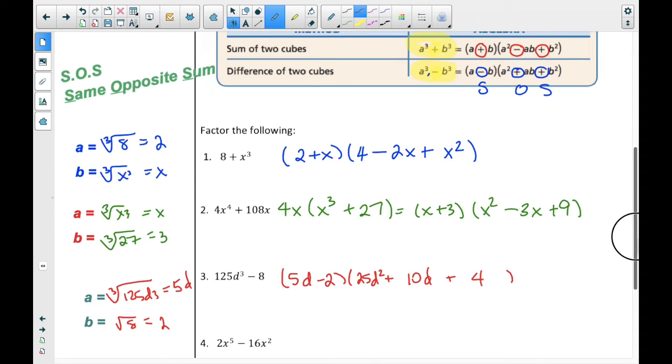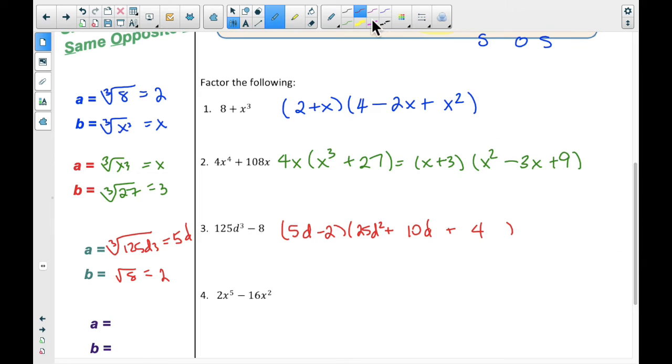Do one more example. So on this one again, let's go ahead and take out a GCF, because I can take out that 2 and I can take out an x squared. So that's going to give me x to the third minus 8. All right, so my A is x and my B is 2. Try this one. When you write it out, you're going to have, and I'm looking back at number 4.